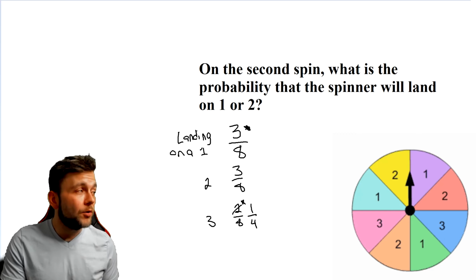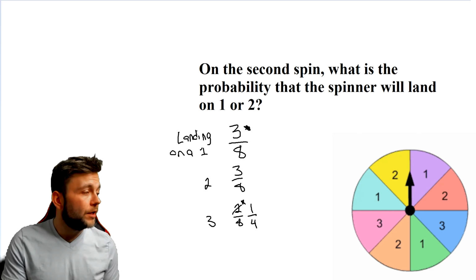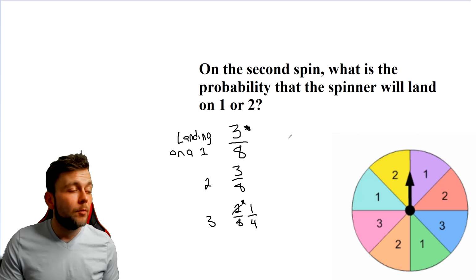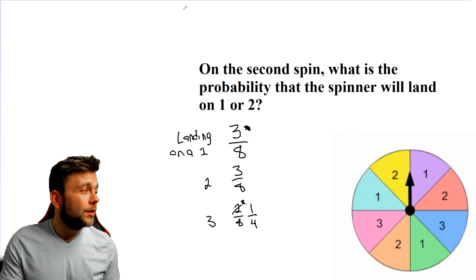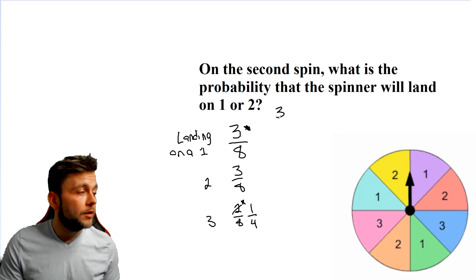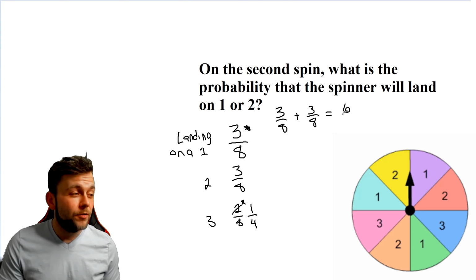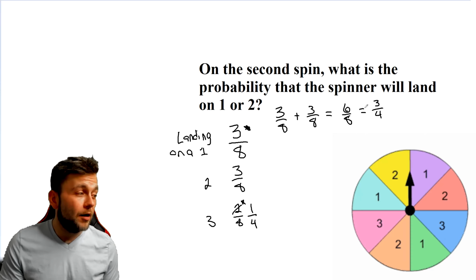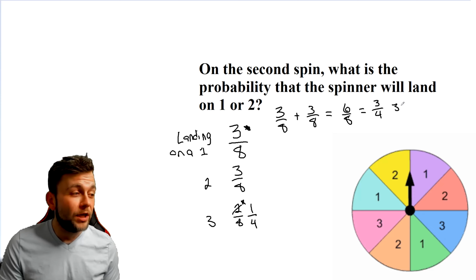So we need to add the probability of landing on a 1 and the probability of landing on a 2. And that is 3 over 8 plus 3 over 8. And that equals 6 over 8, or in other words, that is 3 out of 4, the reduced fraction. So the probability of landing on a 1 or a 2 is 3 out of 4, or exactly 75%.